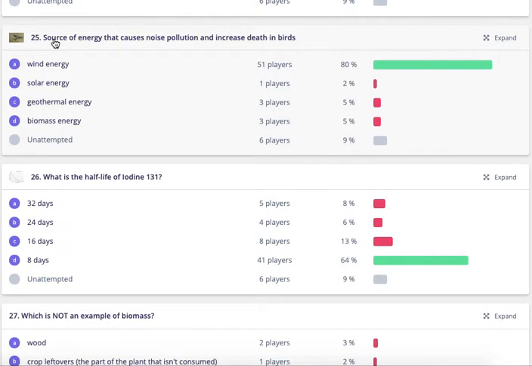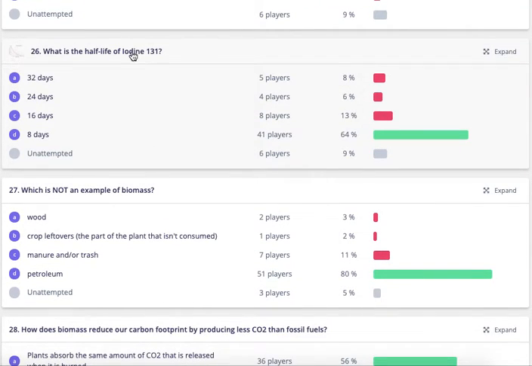Source of energy that causes noise pollution and increased deaths in birds. That's wind energy. That's windmills. That's a specific one we mentioned. Also, bats. Half-life of iodine-131.